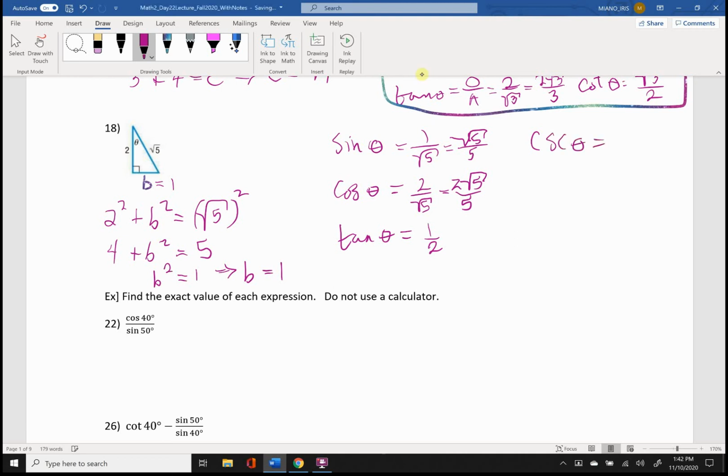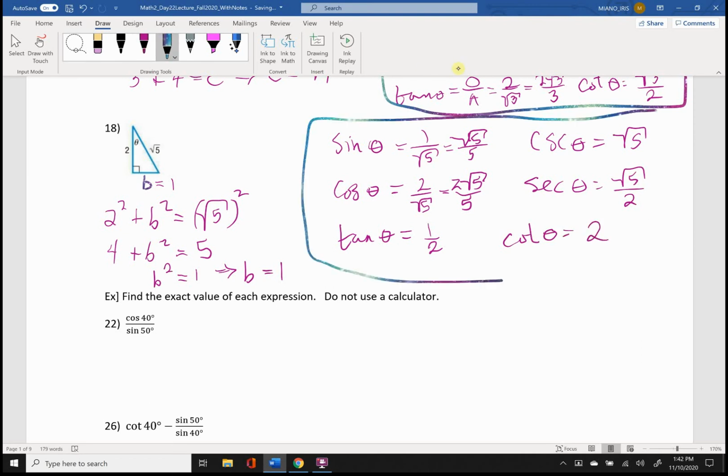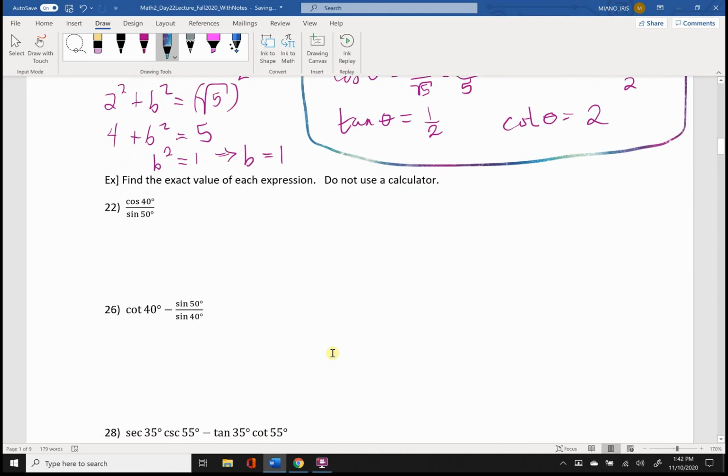Cosecant theta is going to be root 5 over 1, or just call it root 5. Secant is going to be root 5 over 2. And the cotangent is going to be 2 over 1, but just call it 2. All right, and that's it for that one. So remember, it's SOH CAH TOA, and then flip them over for cosecant, secant, and cotangent. And there you have it.